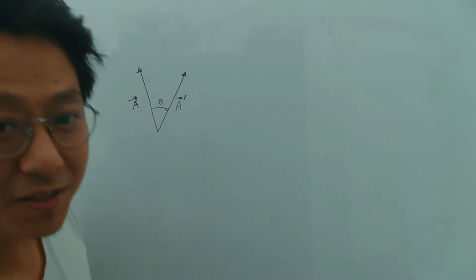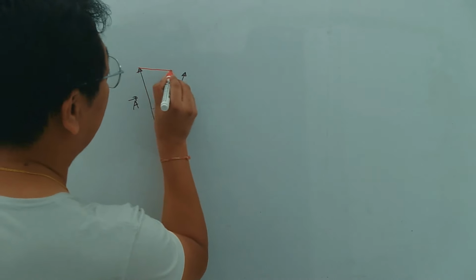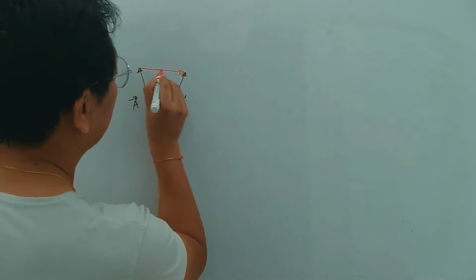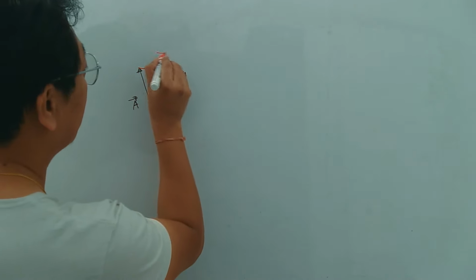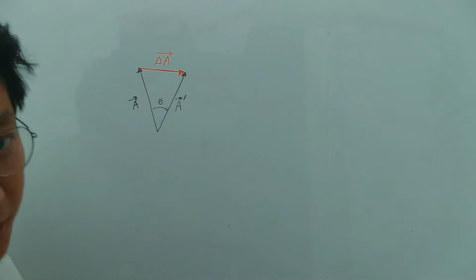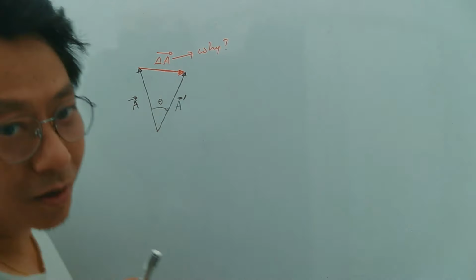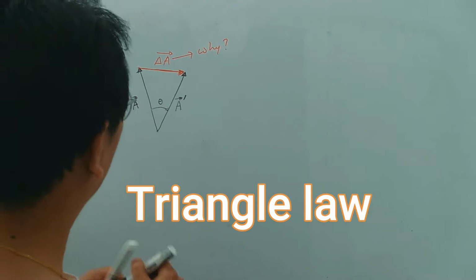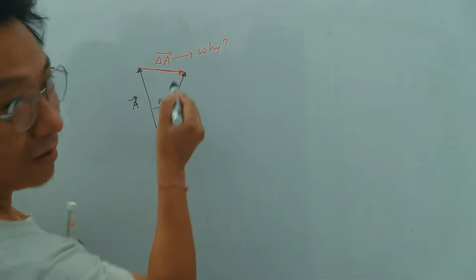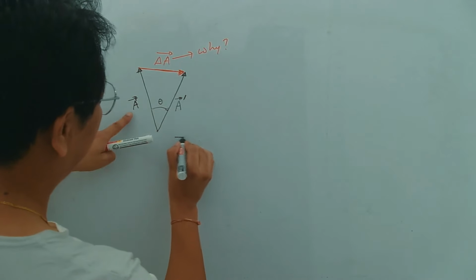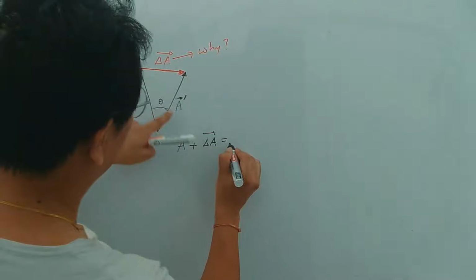So what is the change in the vector? The change in the vector is given by this vector. This arrow gives you the change in this vector, delta a bar. Why does this represent the change in the vector? We'll just use the triangle law of vectors. You all know this vector plus this vector is equal to this vector.